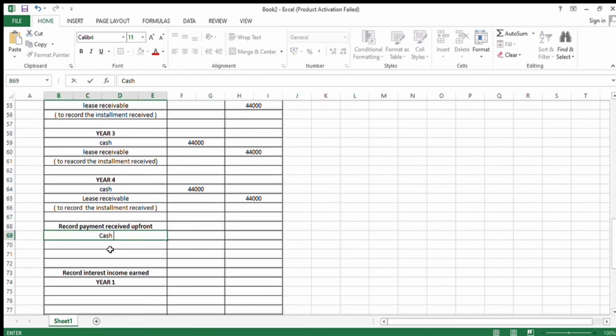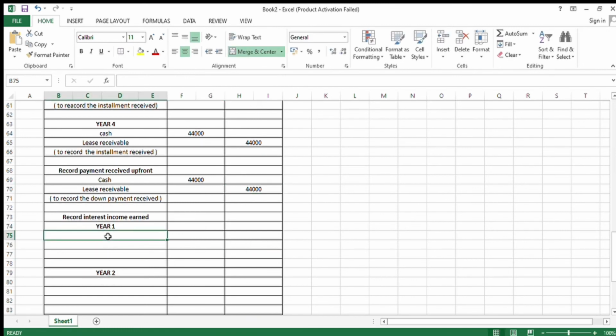Alright, after that, next we have to record payment received. For this part, the cash is debit and credit is lease receivable, and the reason for this transaction is to record the down payment. To record payment received. To record down payment received. So the amount is also 44,000.